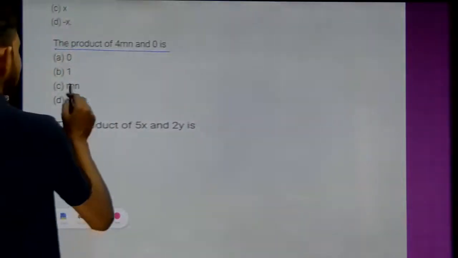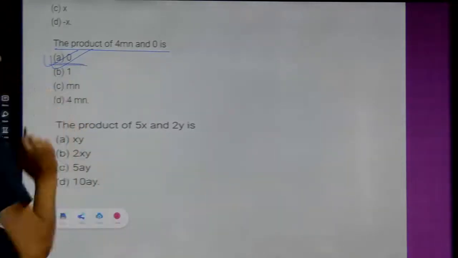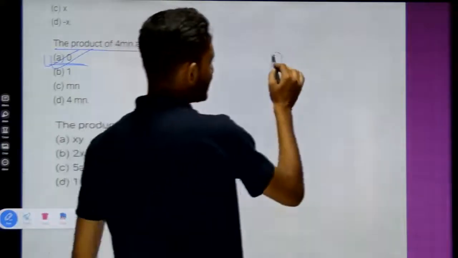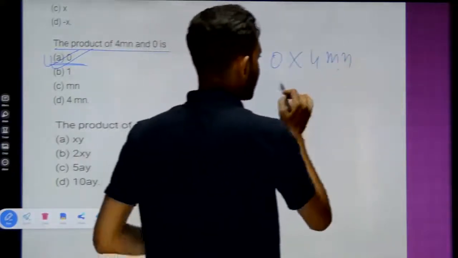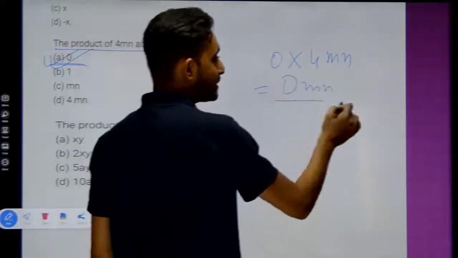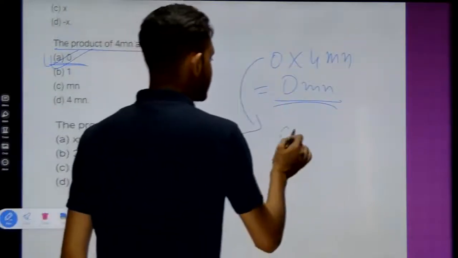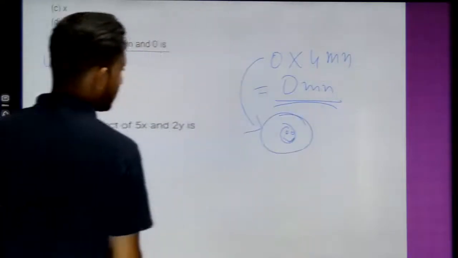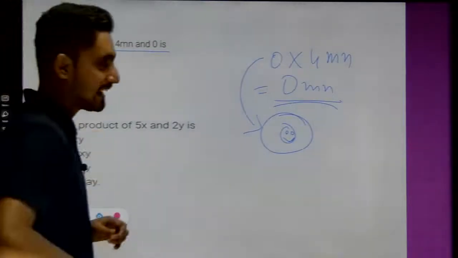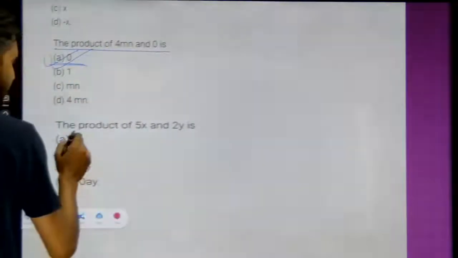Now next question: the product of 4mn and 0 is equal to what? Very good, 0, answer already given. Option number A is the correct answer, 0 is the 100% correct answer. I know many of the students are doing 0 into 4mn, thinking 0 into 4 is 0 and mn, so 0 mn. No, 0 into any number is 0 only. That's why 0 is your 100% correct answer.